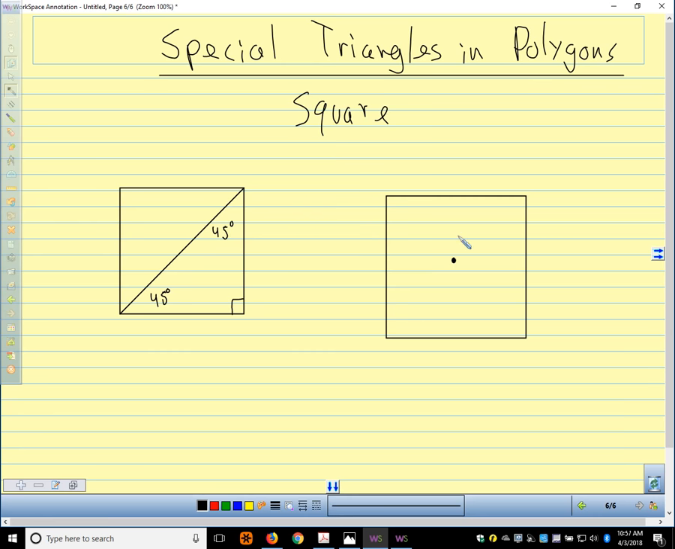If we draw the center of the square, the square has an apothem and a radius.